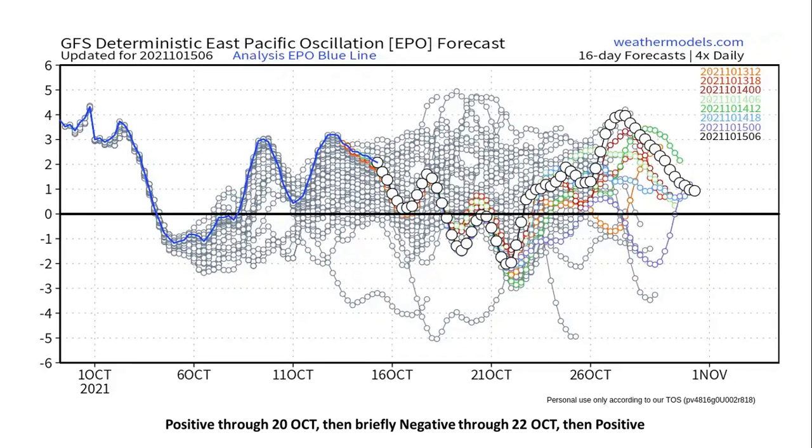The GFS deterministic EPO forecast showing a positive EPO through 20 October, and then becoming briefly negative through 22 October, and then becoming positive once again. One thing I have noticed about the EPO out of all the teleconnections is that it tends to do a lot of roller coaster type motions. Like you'll be in a positive phase, and then it'll come down to negative, then it'll swing back positive, then come down negative. So this tells me there's a lot of variability in the northeastern Pacific.